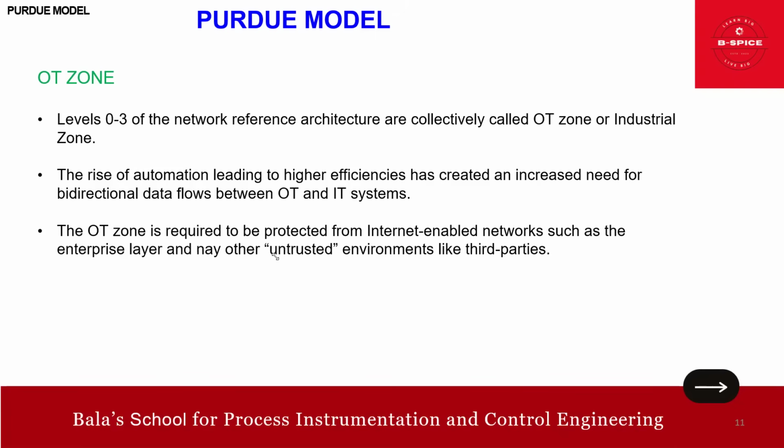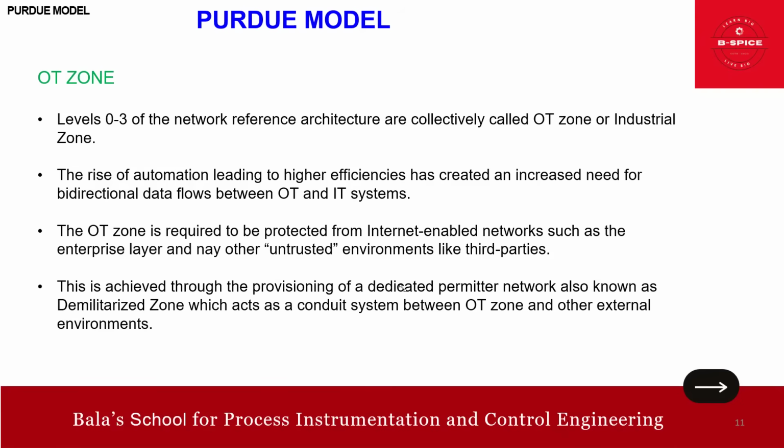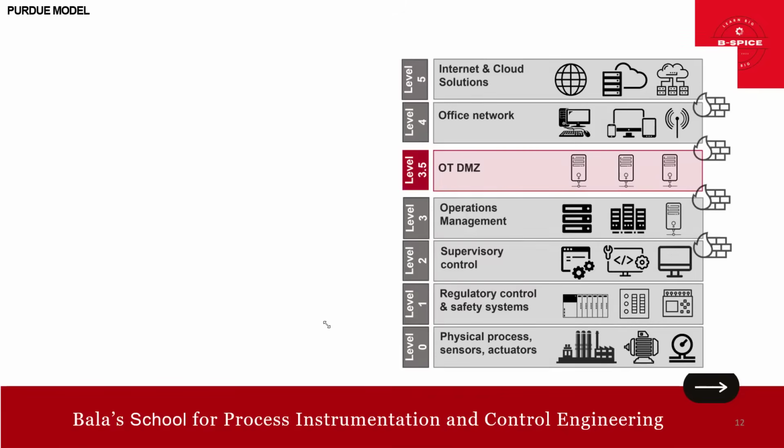So the OT zone is required to be protected from internet-enabled networks such as the enterprise layer and any other untrusted environments like third parties. This is achieved through provisioning of a dedicated perimeter network, also known as a demilitarized zone, DMZ, which acts as a conduit system between the OT zone and other external environments. So we will see that in the next slide.